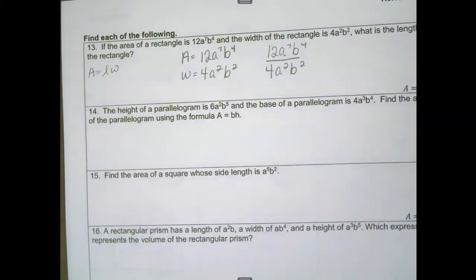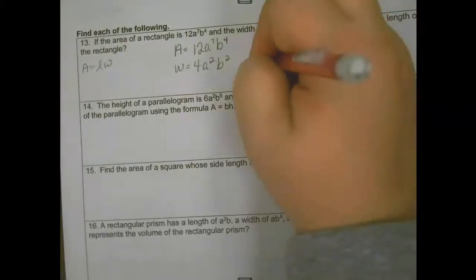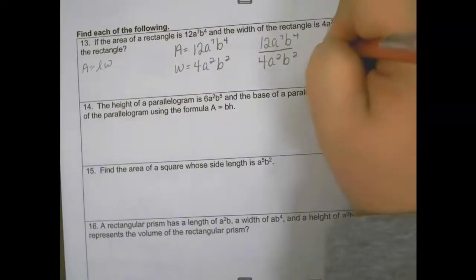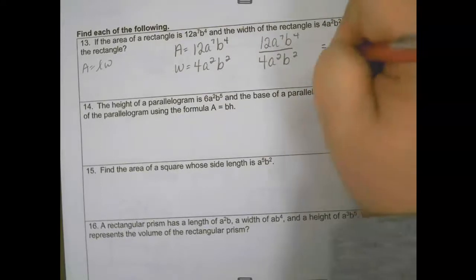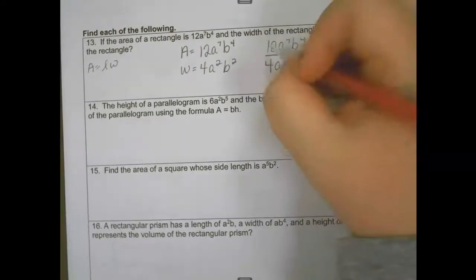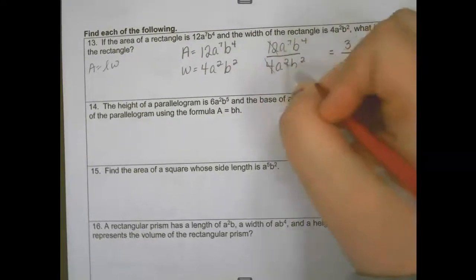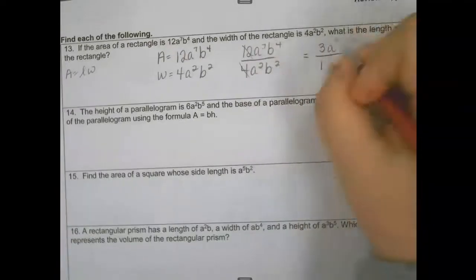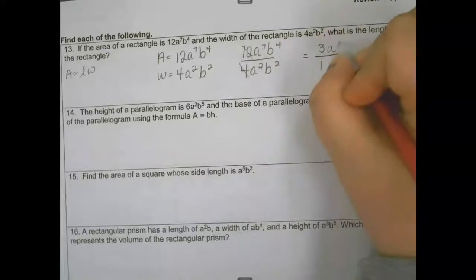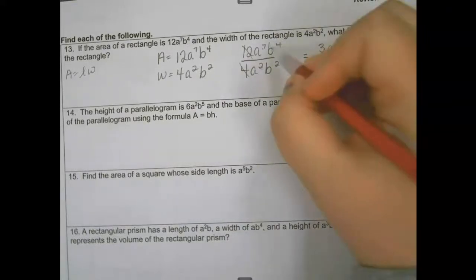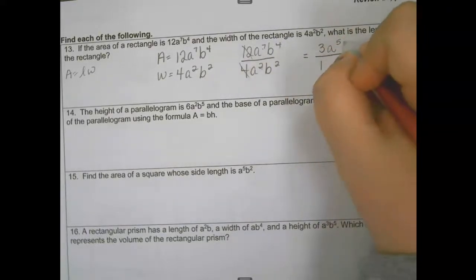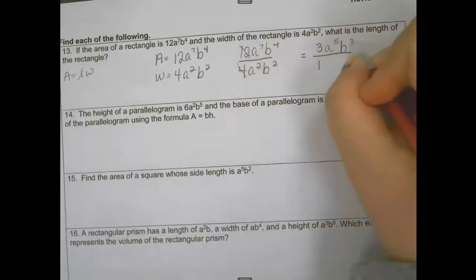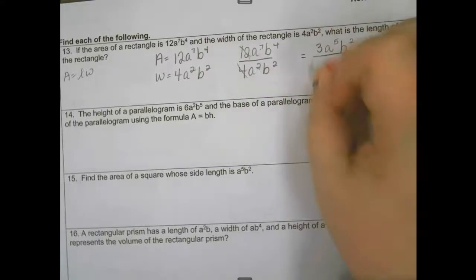All right, so let's work that out. 12 over 4 simplifies to 3, or 3 over 1. Don't know if I have any other numbers on bottom. I could put the 1 if you like it. A to the 7th, a squared. A, 7 is bigger, so it goes on top. 7 minus 2 is 5. B to the 4th power is bigger, so it goes on top. 4 minus 2 is 2. And since it's only 1 on bottom, I don't need it.